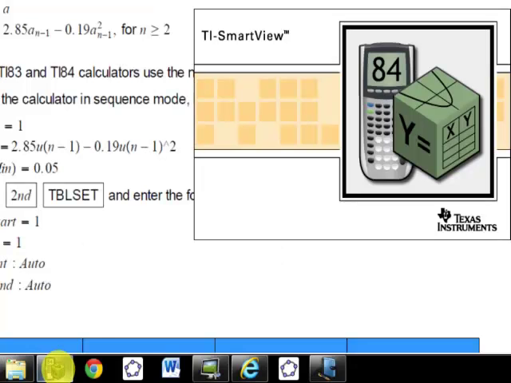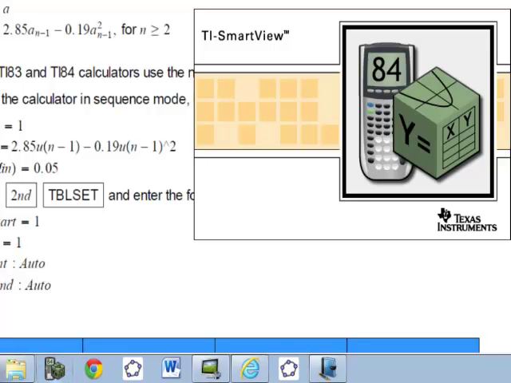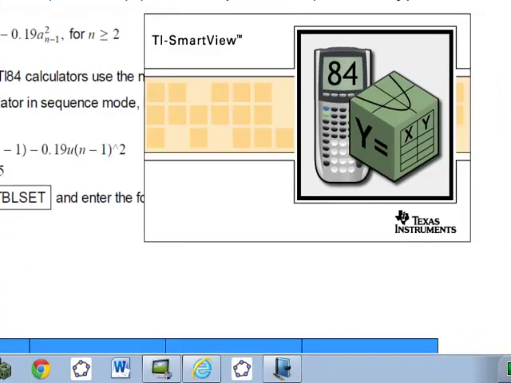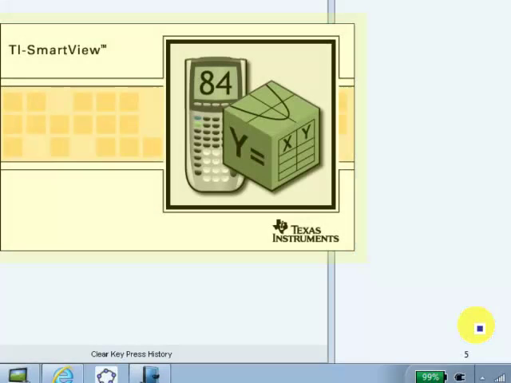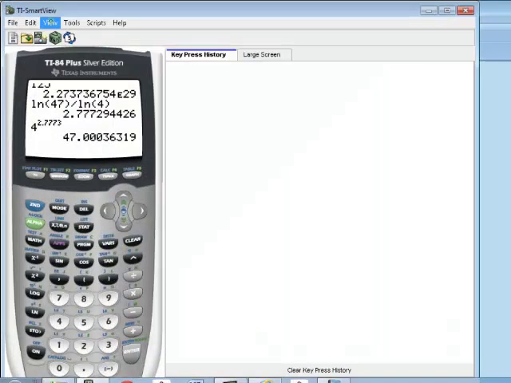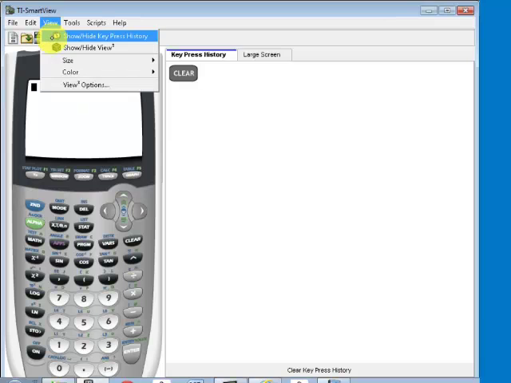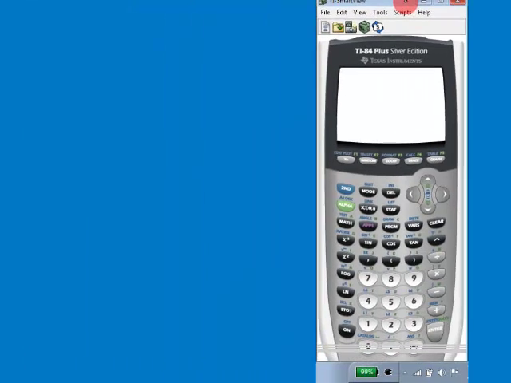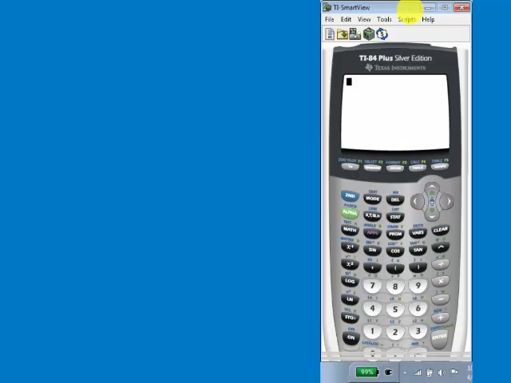The population of the winter moth has been modeled by the recursively defined sequence. A sub n represents the population density, in thousands of moths per acre during year n. So if A sub 1 equals A, whatever number A is, that's how many thousand moths there are in this region per acre.